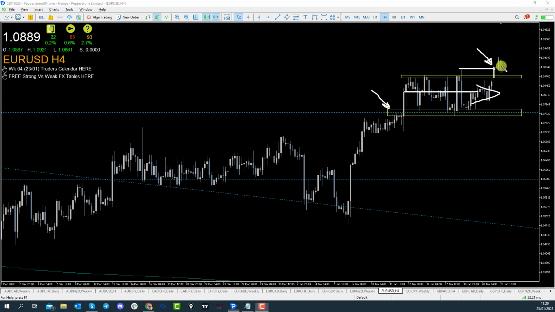Now, what may happen is price comes back down to our range here and then continues to the upside. That's one thing that I'm looking for. Obviously, another thing as well, we have to look at the other side of it.